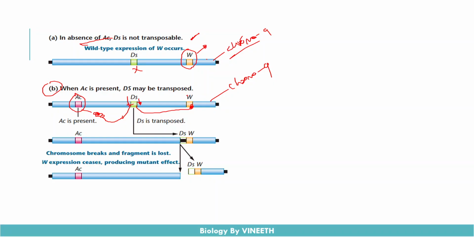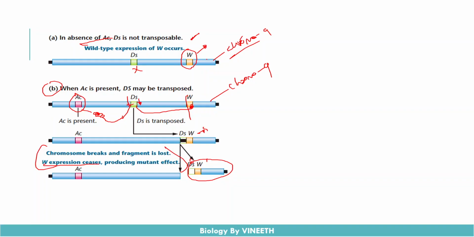So this kind of chromosomal breakage and movement will change the phenotypic effects of the corn kernels, obviously inducing a lot of mutations in the corn kernels. That causes the variations in the color patterns of the corn kernels. So this is what they do. The chromosome breaks and the fragment is lost. This is the small fragment that is getting lost from chromosome 9, so the W expression ceases. The wild type allele expression now ceases because of the presence of this DS element.